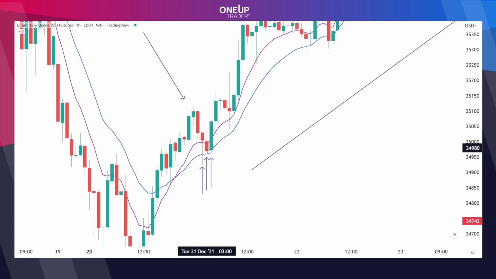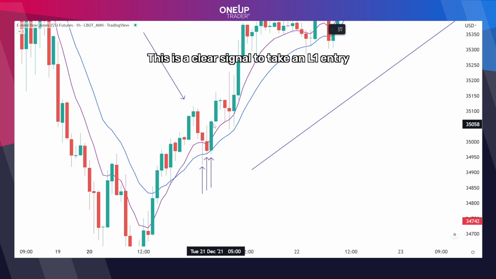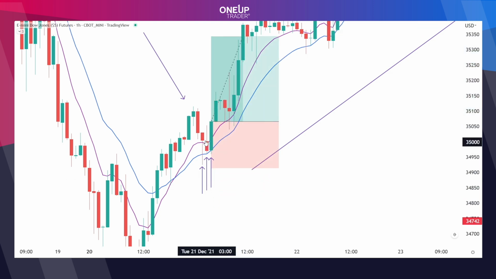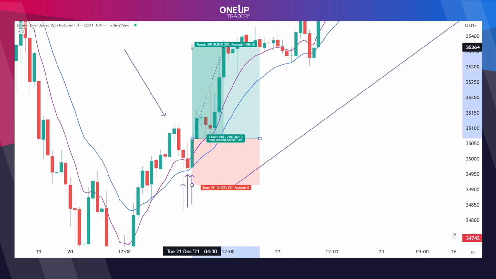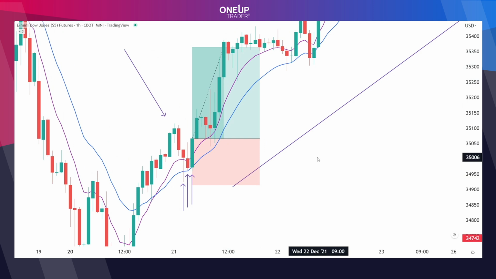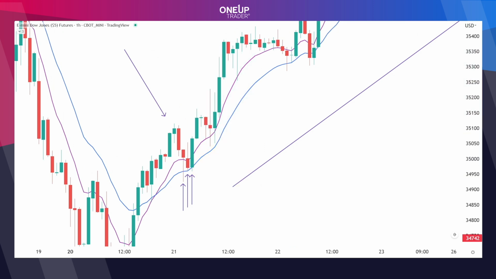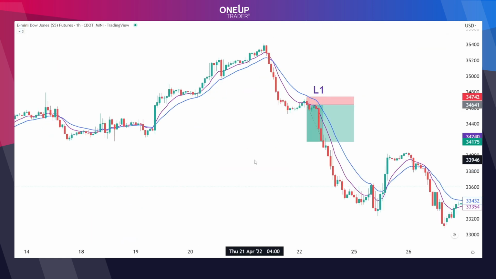reversal bar, and you can see it's a clear reversal signal in this trend. It's a bullish engulfer. It takes out the high of both the previous 2 bars, and this gives us a clear signal to take an L1 entry. So from here, what we would do is take our long position on the close of that bar. We would place our stop loss just below the low of the most recent swing. And then in terms of targets, we could go for a 2-to-1, but don't worry about targets right now. We'll look at that a little bit later on in the video.